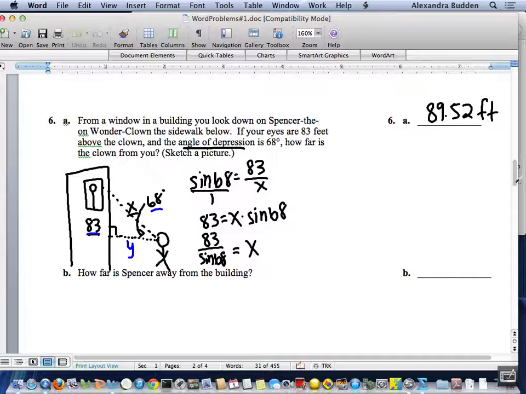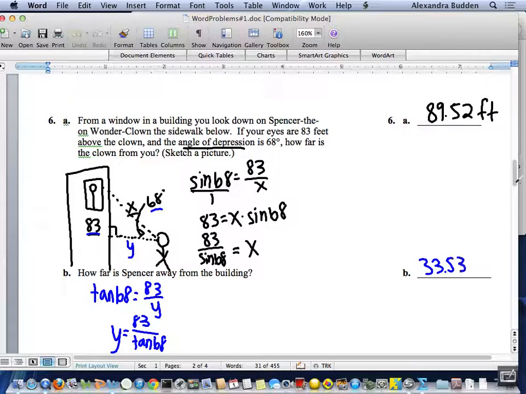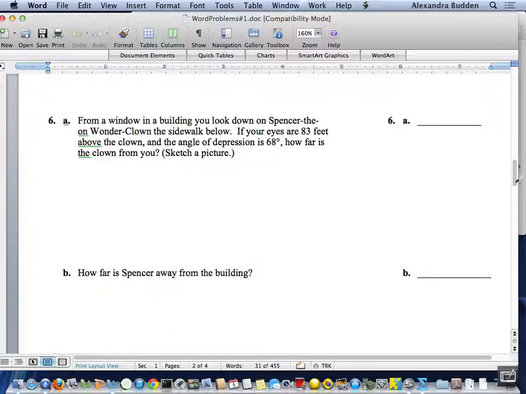Okay, 83 is opposite, y is adjacent, so that means tangent. So we have the tangent of 68 is equal to 83 over y. Using cross products, you end up with y is equal to 83 divided by the tangent of 68 degrees. If I put that in my calculator, I get 33.53 feet. So Spencer the Clown is 33.5 feet away from the building. Okay, moving on.